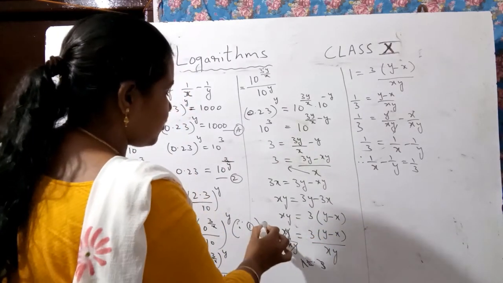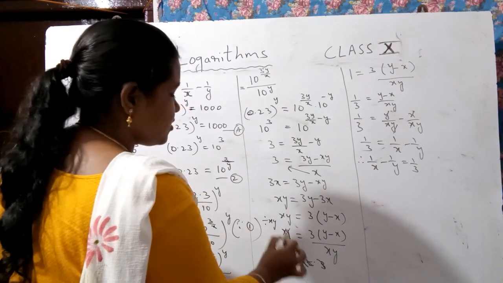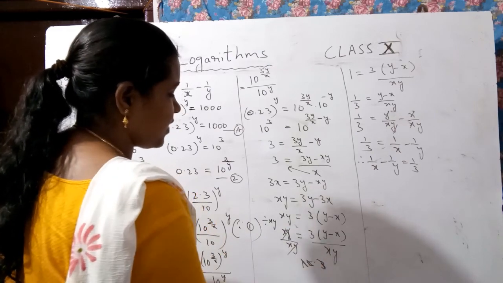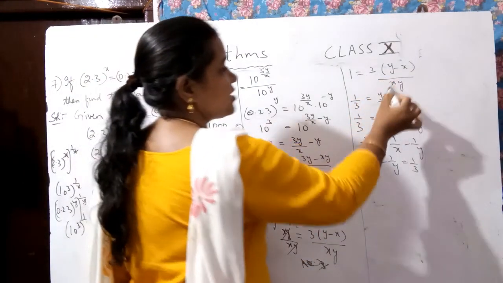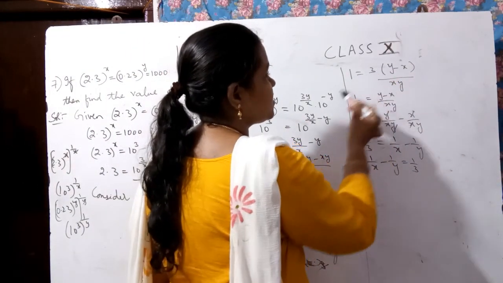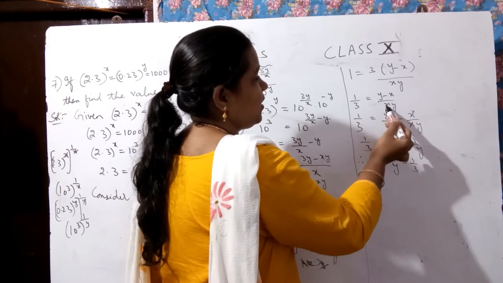Now dividing both sides by xy. So xy gets cancelled here and 1 will be left out. Here it is 3 into (y minus x) by xy. Bring this 3 to this side, so it becomes 1 by 3.